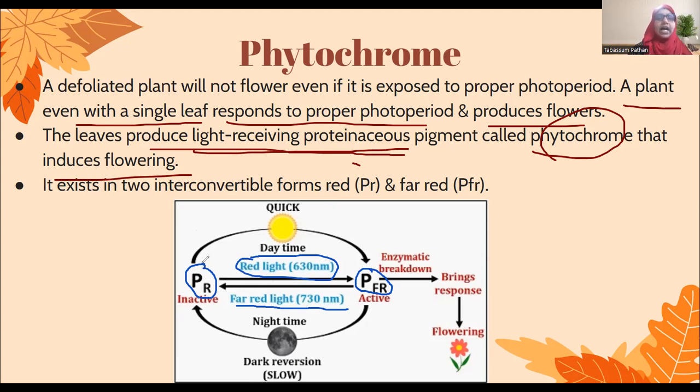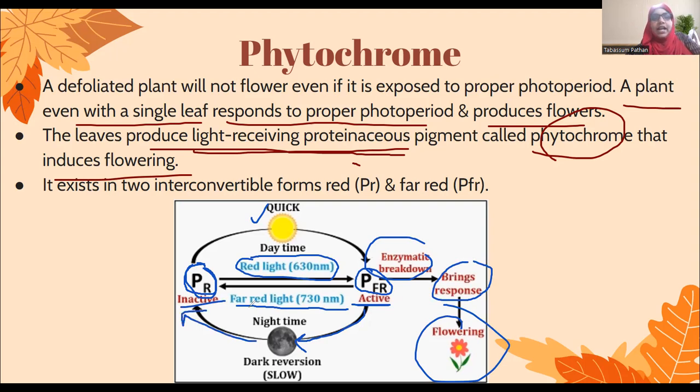So when PR absorbs red light during the daytime, it gets activated. It goes from inactive to active, and it causes all the enzymatic and metabolic activities that need to take place, and it creates a response in the plant to flower. Okay, and then during night time, this active pigment reverses its activeness and goes into the inactive form.